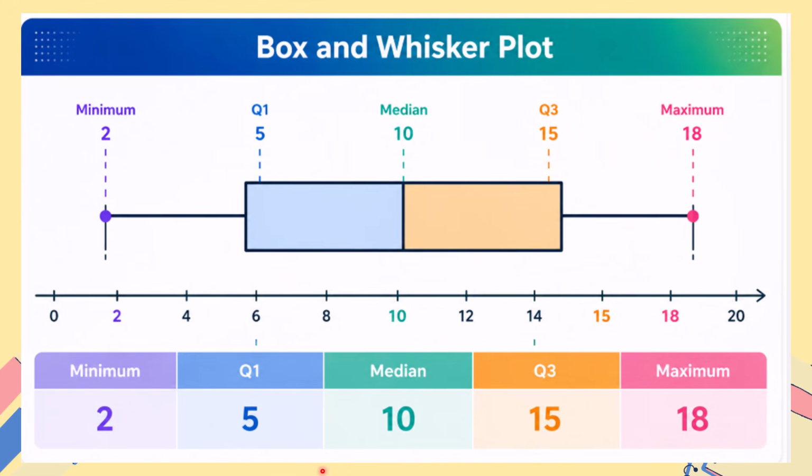Using the box and whisker plot, the median is 10, the quartile 1 is 5, and the quartile 3 is 15. So you need to extend on the left side to the minimum value, and extend on the right side to the maximum value.